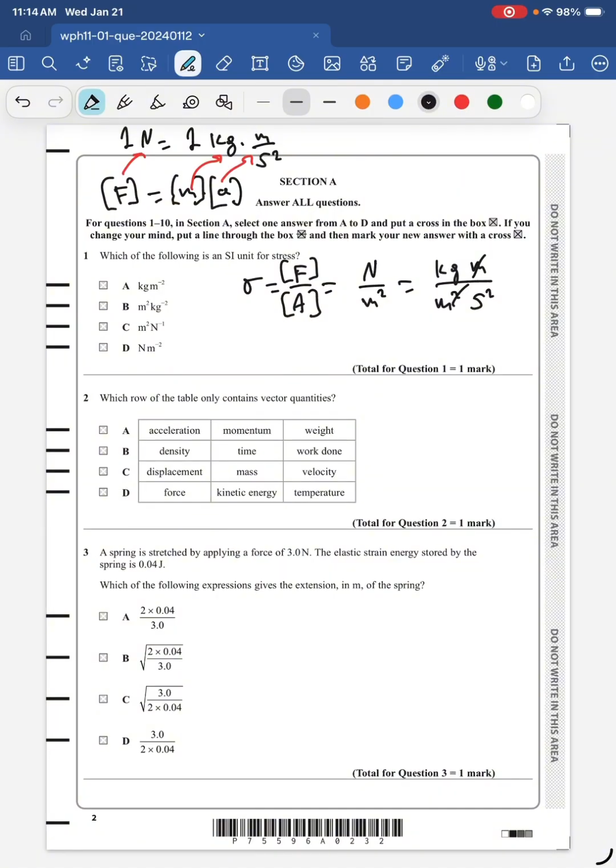Okay, which is the correct answer? It's D. Okay, see, this is what happens when you're not fully prepared to make a video. But anyway, newtons per meter squared was there all this time, and I kept working.